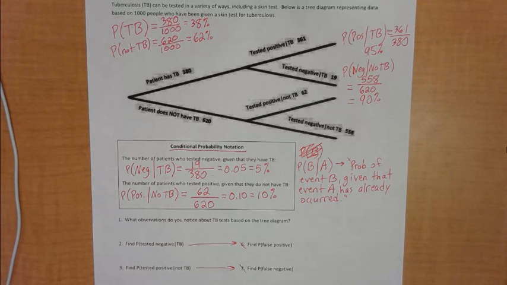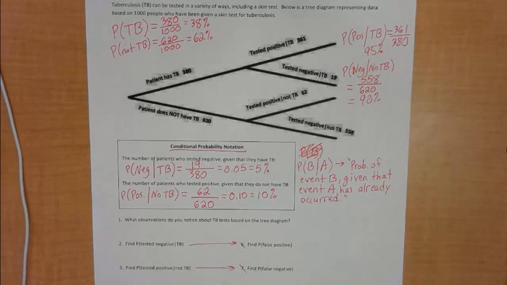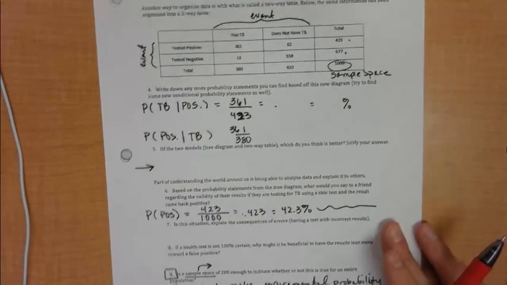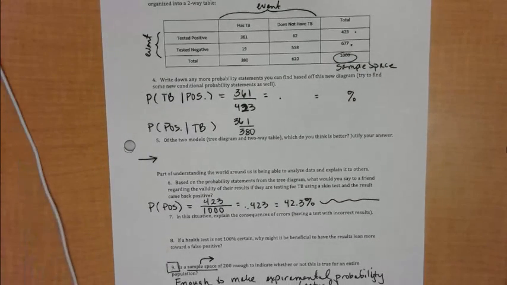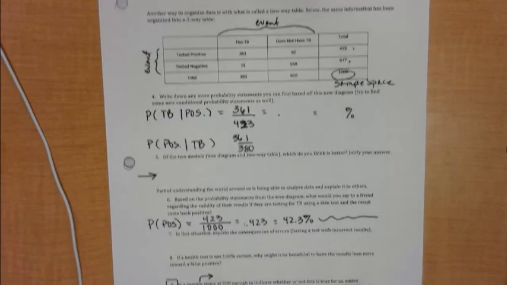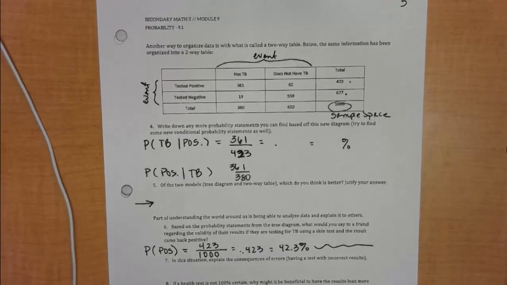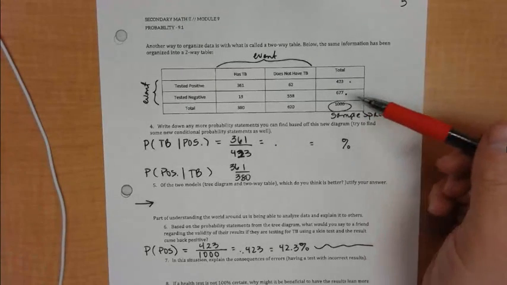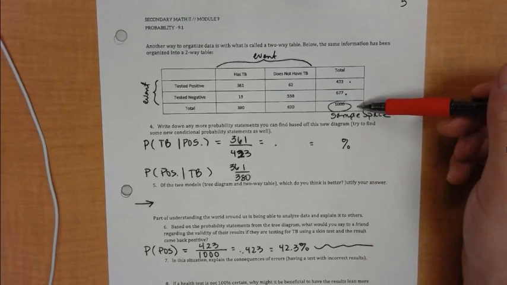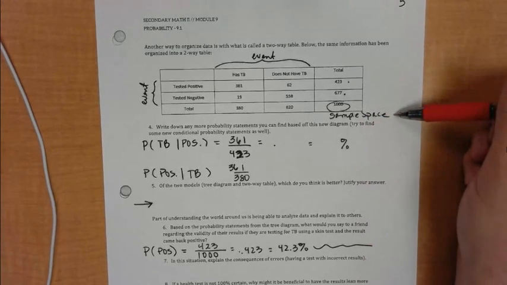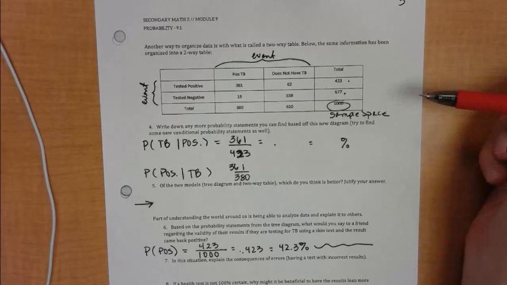So if we are looking at moving to a different form of this sort of situation, we can move on to a different sort of diagram. Here we have what is known as a two-way table. You can see that we have rearranged our numbers. We have the 1,000 total people. That is our sample space. We're choosing out of 1,000 people.